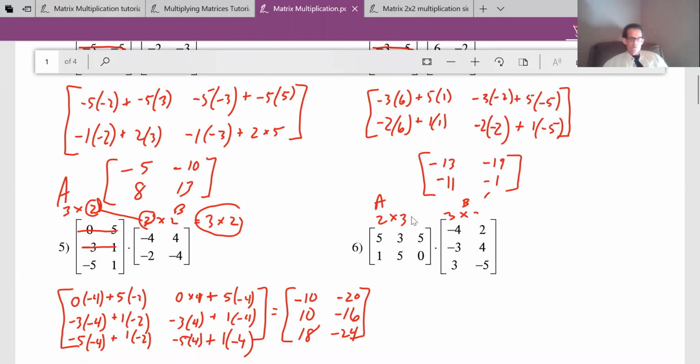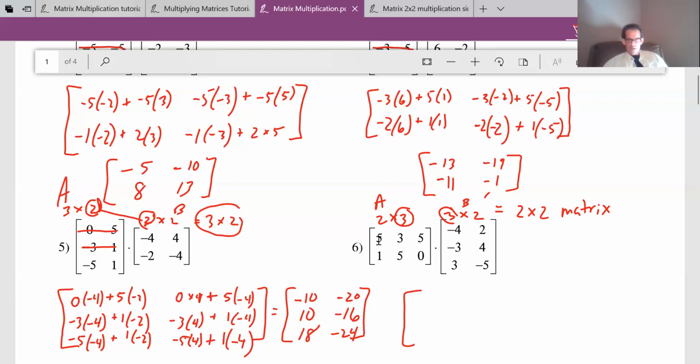Is this definable? Yes, because the row from one matrix matches the column of the other matrix. They're both 3. The outer numbers tell me what the product should look like. It should be a 2 by 2 matrix. That's how I should write my answer. Okay, let's simplify this slowly.